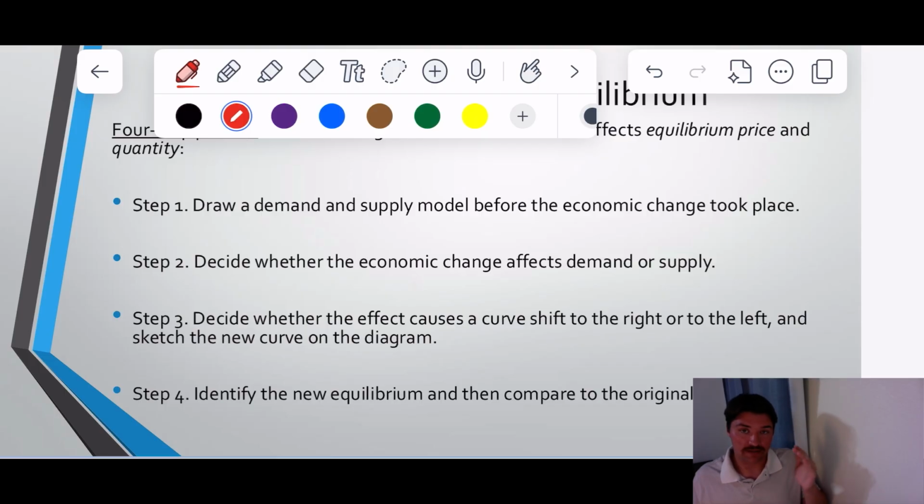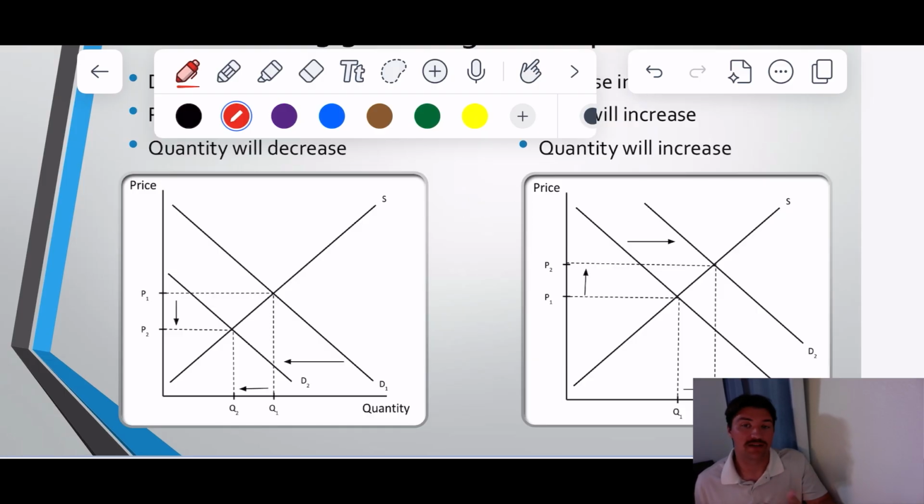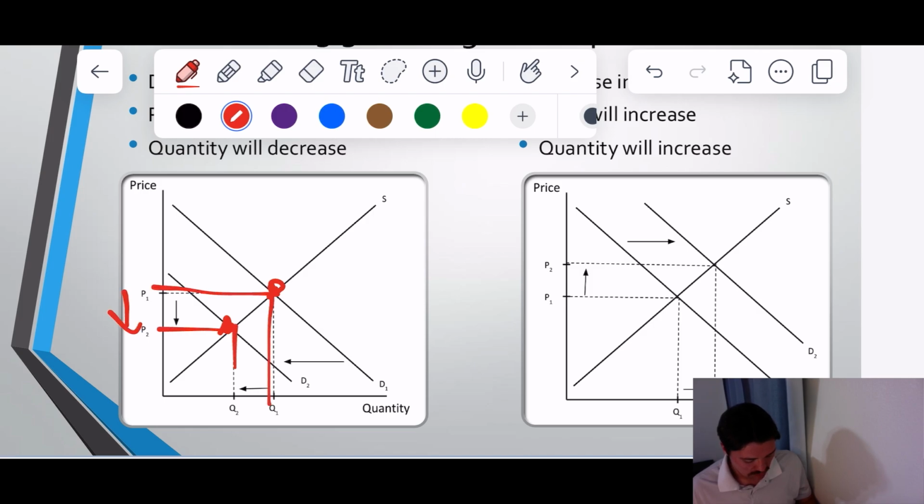You see how supply stays the same, and then we have D1 and D2. D2 you can see is lower. We shifted the demand to the left because it was demanding less. So comparing the old and the new, you can see that prices are lower and quantity is lower as well.